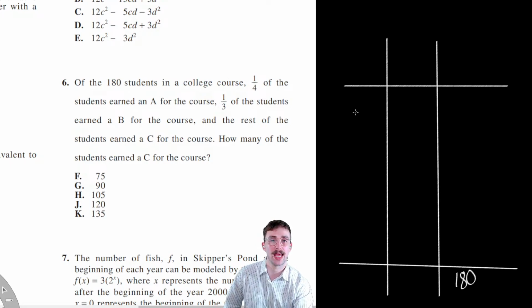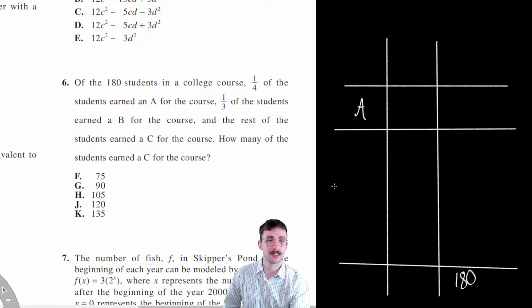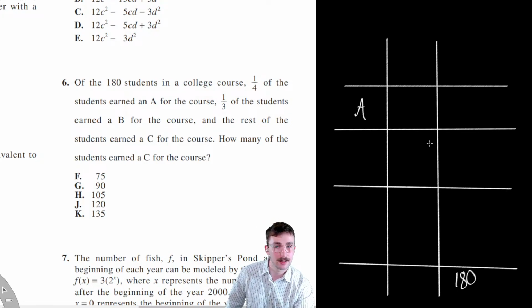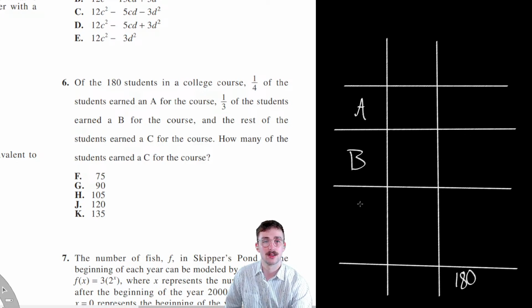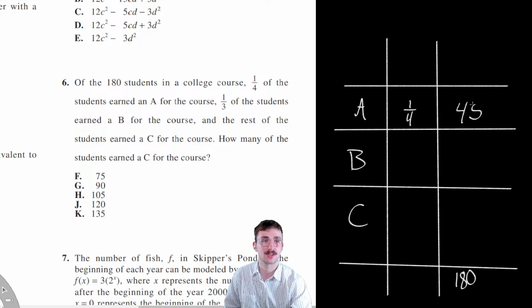1/4 of the students earn an A. So A, B, C. It looks like they're just giving us that. Yeah, A, B, and C. So A is 1/4. 1/4 of 180 would be 45. I do math for a living, so I can do quick mental math. If you're not 100% sure, break out the calculator. Nothing wrong with that. B was 1/3. That's 60. So now we have 105.